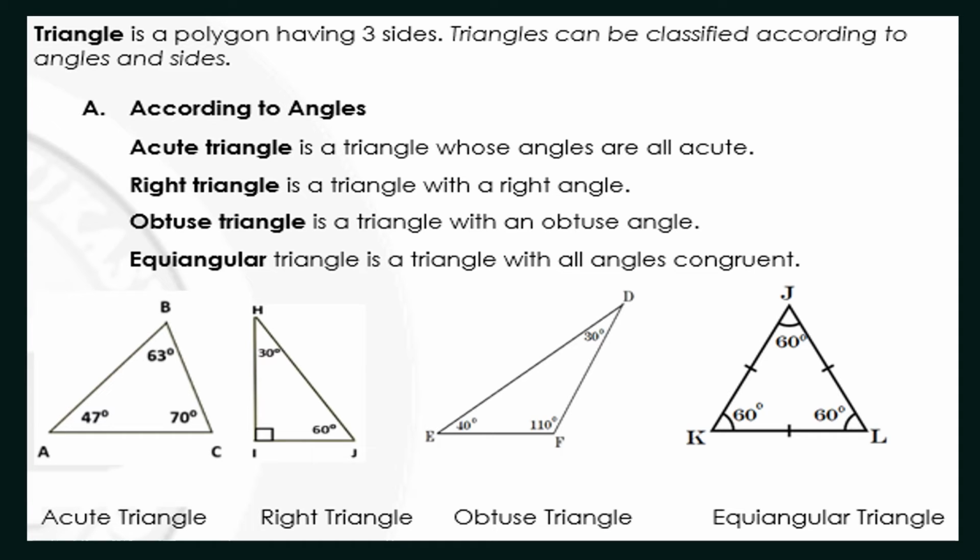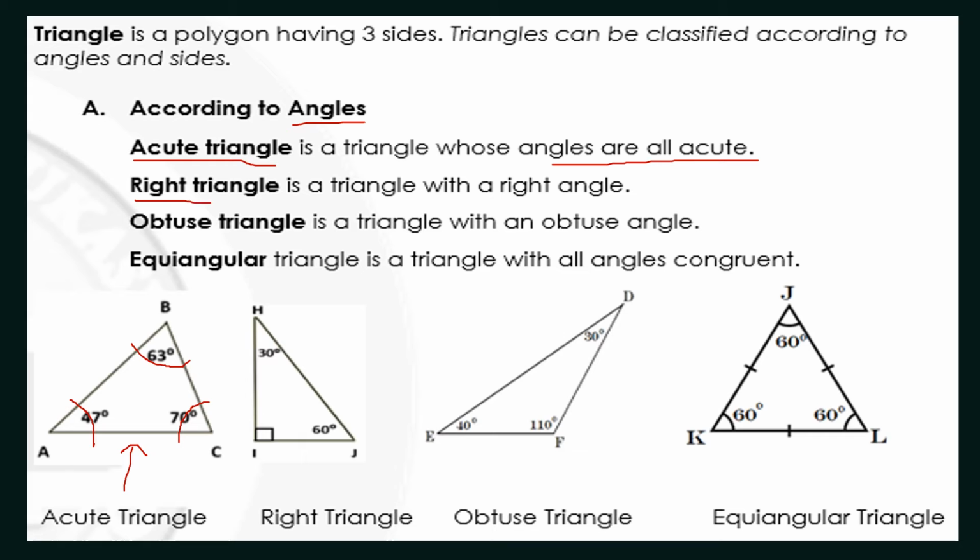So, we all know that a triangle is a polygon with 3 sides. So, kung siya ay according to angles, we have what we call acute triangle. Ang kanya pong angles ay lahat acute. So, for example, this one. Alam natin pag acute, less than 90 degrees ang sukat ng angle. So, since lahat tong angle na to ay less than 90, we call it acute triangle.